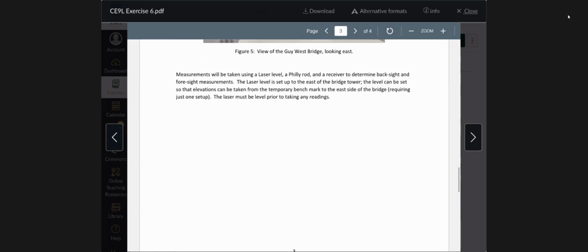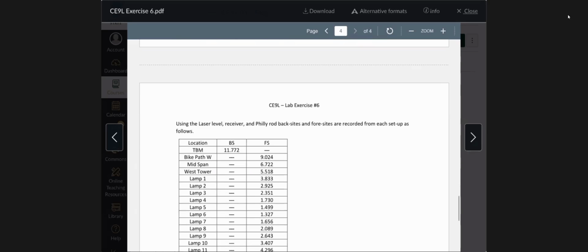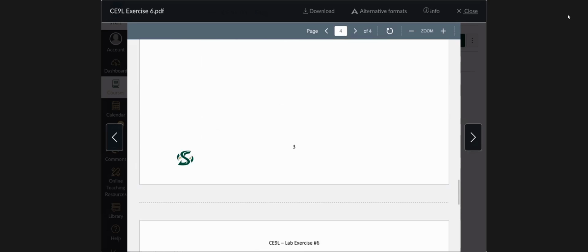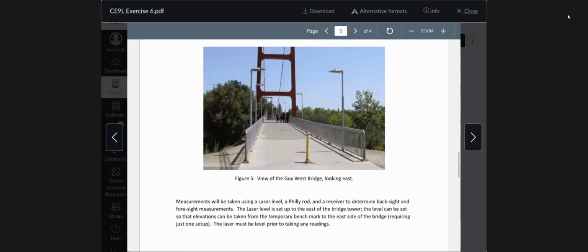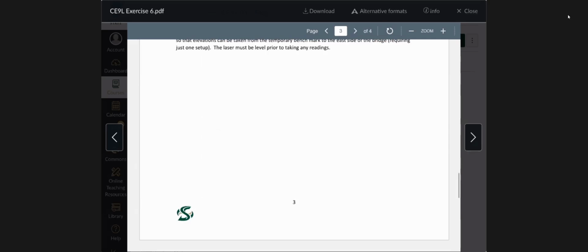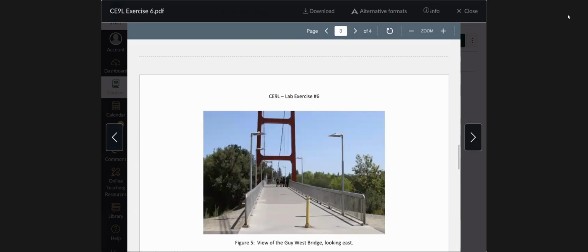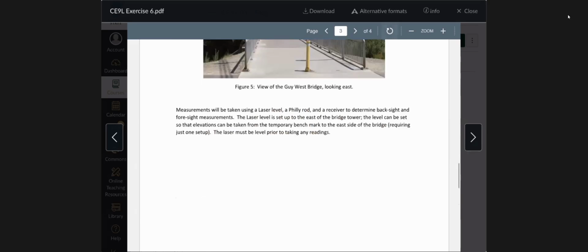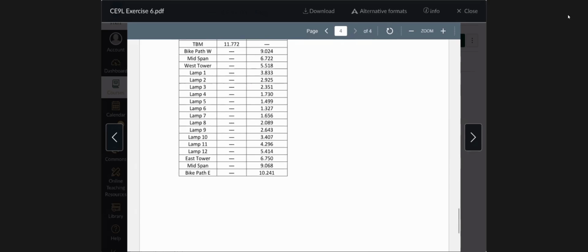Mid-span is the next measurement. That's halfway between the beginning and the tower. And then the third measurement is at West Tower, which is the western tower of the bridge. And then go all the way across to the other side till you get to the East Tower. And then you'll have another mid-span on that end. And then you'll have the end of the bridge called Bike Path East. Okay. And I'll show you on the whiteboard where all of these are located.